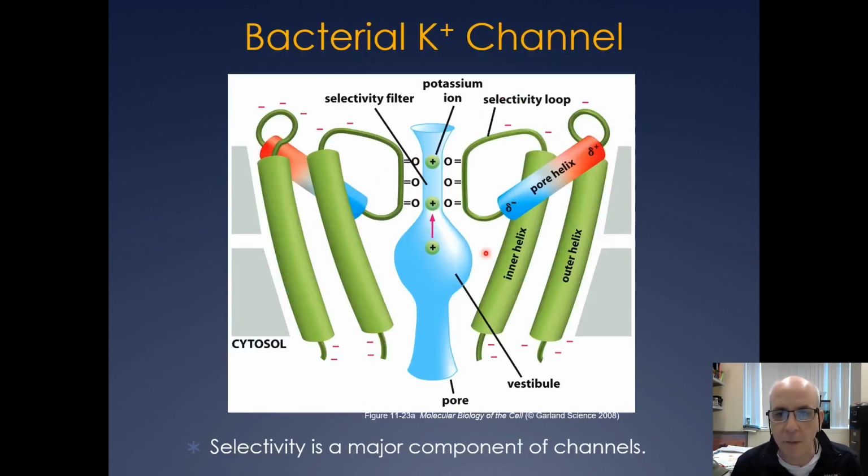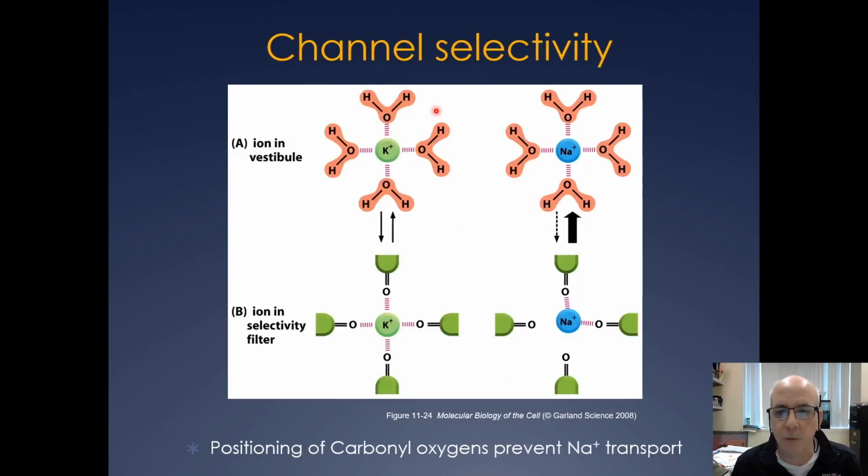If we go back a couple slides, you can see how they're positioned here just perfectly for the potassium ion to pass. All right, so once again, you have the vestibule, and then you have your pore helices that are going to select for positive ions based on their dipole, and then the selectivity filter will only allow certain ions to pass through.